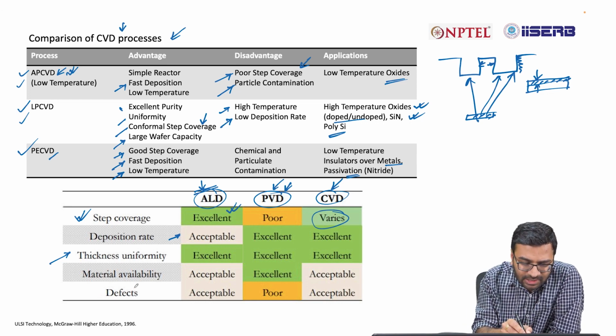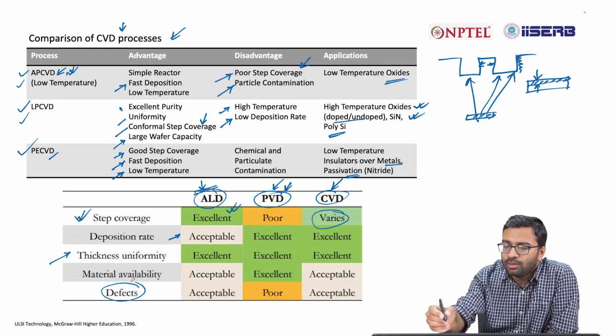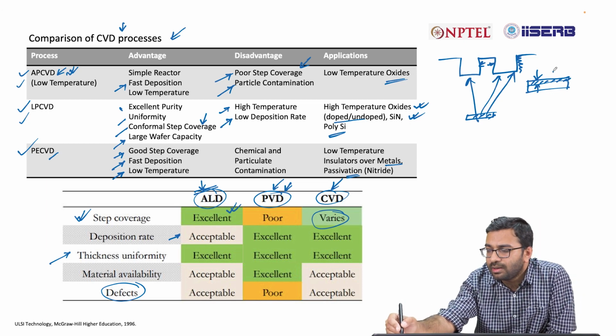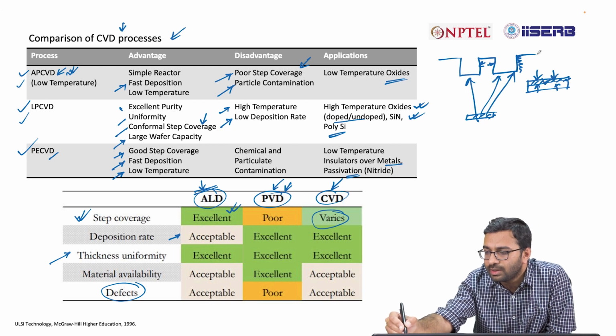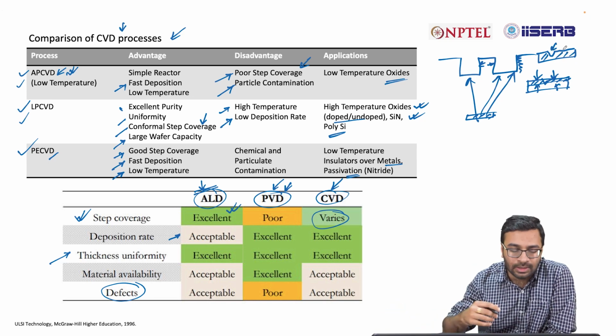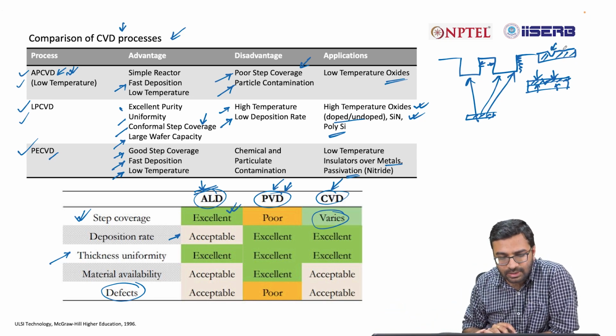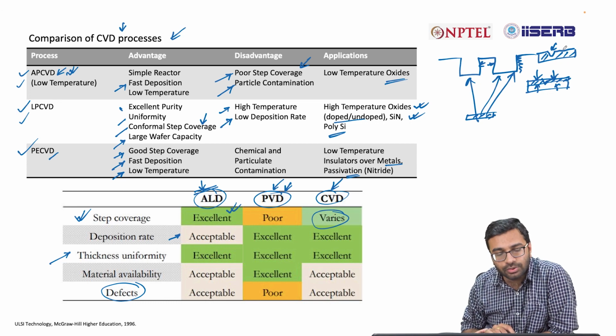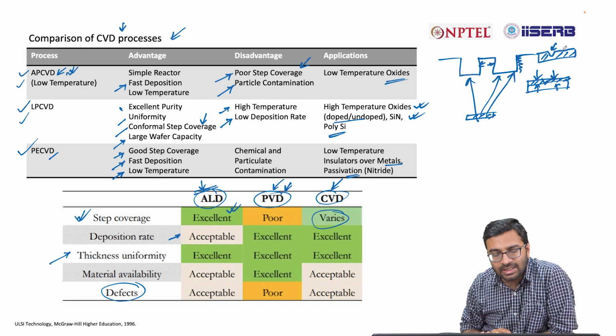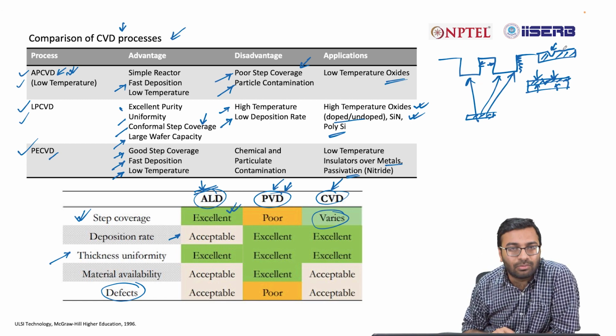As far as the defects are concerned, defects meaning if you deposit a layer, just as I have shown over here, whether there are some defects or not, whether the layer is having some defect like this or not. So defects wise, ALD, atomic layer deposition, is acceptable, it's moderate. PVD is like poor, and in case of chemical vapor deposition, again it's like moderate.